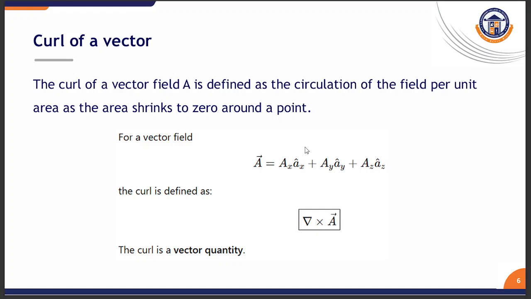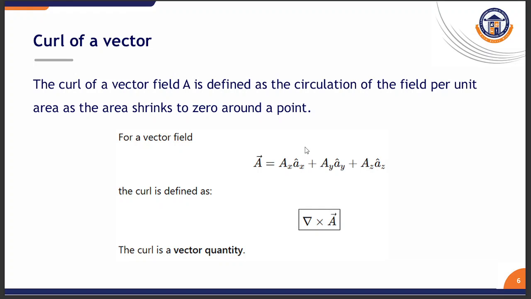The next one is curl of a vector. So curl helps us understand the rotational or circulating behavior of a vector field. It plays a key role in electromagnetic theory, especially in Maxwell's equation. The curl of a vector A is defined as the circulation of the vector field per unit area as the area shrinks to zero around a point.